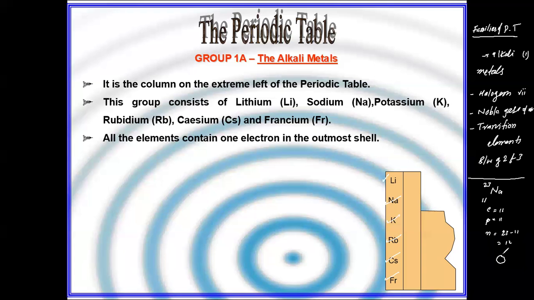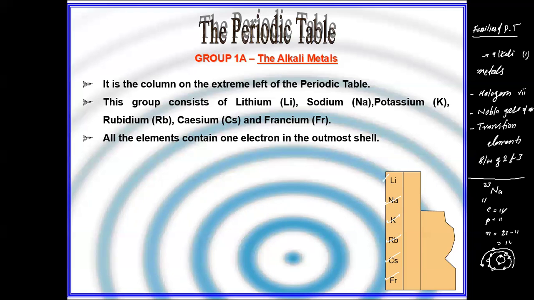The first shell has 2 electrons. The second shell, 8 electrons. And the last shell has only 1 electron. The 11 electrons have been placed in 3 shells. In the nucleus, we have protons and neutrons. In the shells, we have electrons. They revolve around the nucleus under the attraction of protons.